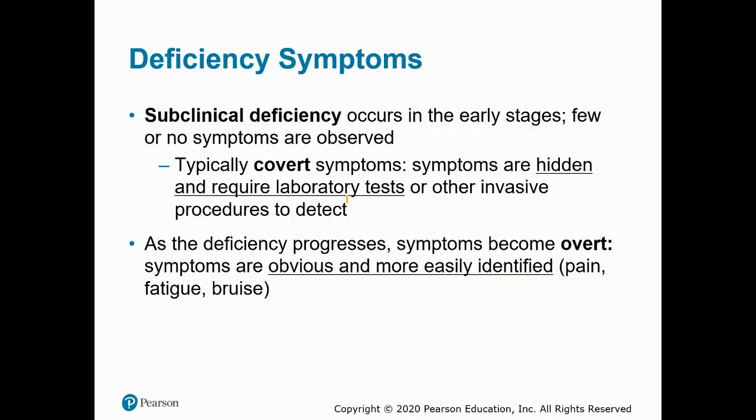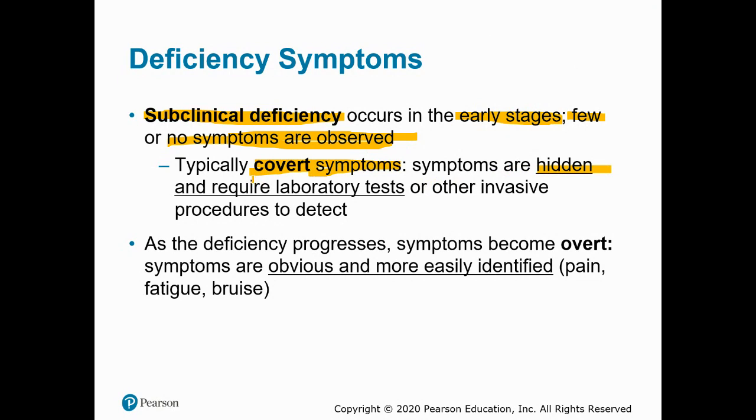Okay, what are some of the symptoms of deficiency? A lot of this isn't specific to nutrition. This is sort of specific to healthcare overall. So any of you studying nursing, you're probably learning these same concepts, right? A subclinical deficiency is the early stages of a deficiency. Sub meaning beneath, and clinical, like a clinical observation. If it's subclinical, it means it's there, but we're not observing it. So subclinical deficiency is typically in the early stages, and it means that few or no symptoms are observed, yet the deficiency is occurring. We call these symptoms covert, like covert ops, right? So they're hidden from plain view and might require lab tests or other invasive procedures to detect.